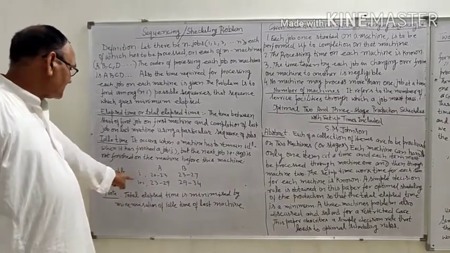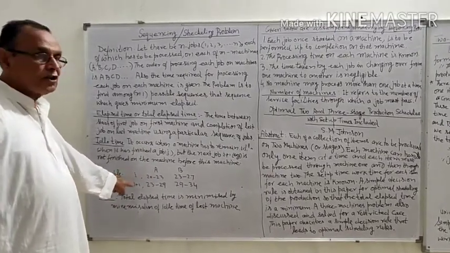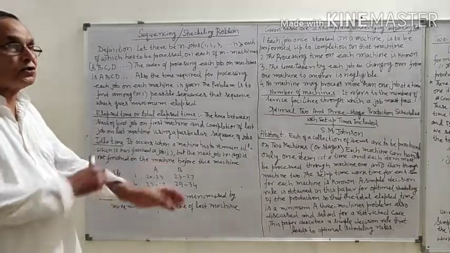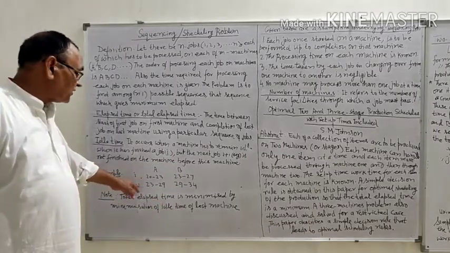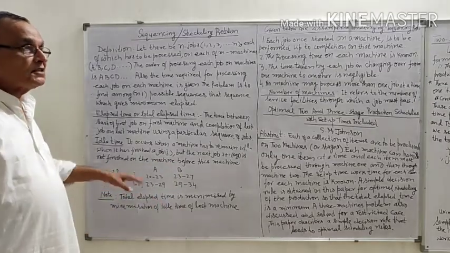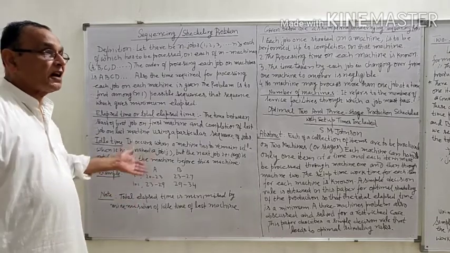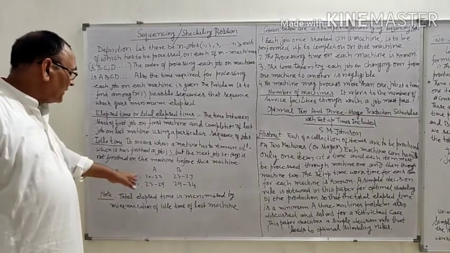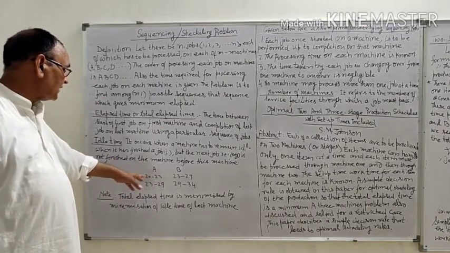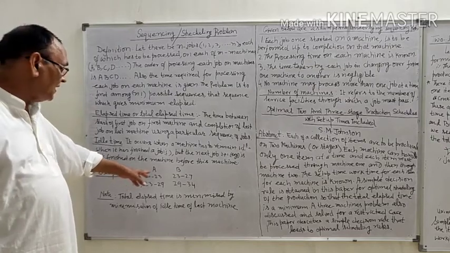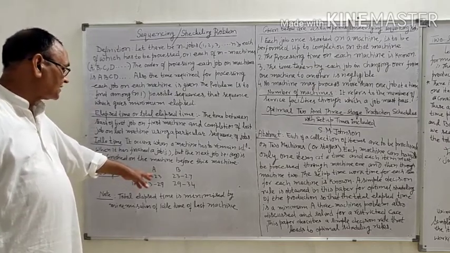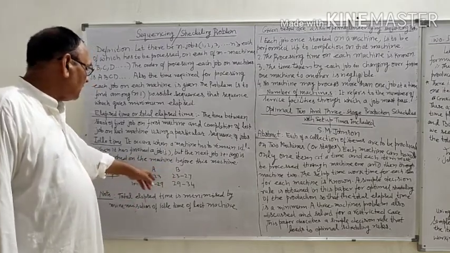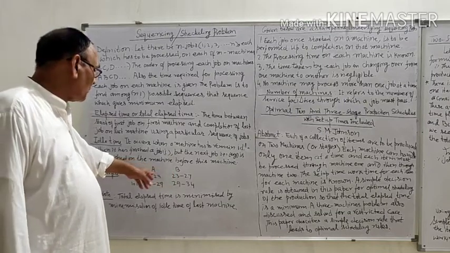Now, for example, consider the ith job and the (i+1)th job. It's not necessary that i and i+1 are consecutive jobs. i may be 3, i+1 may be 5. i+1 means the next job which is to be processed after i on machines A and B. So now if the ith job starts on machine A at 20 hours and completes at 23 hours, machine B can take this job i at 23 because it is now free from machine A.